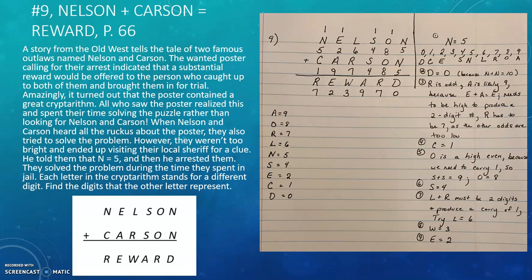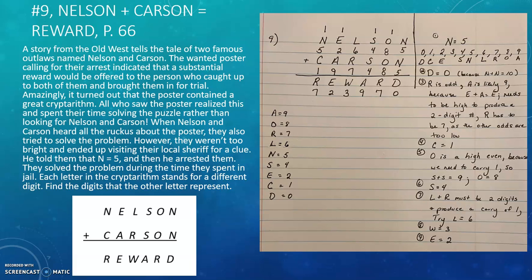Now, the next thing that I know is that D has to equal 0. Well, how do I know that? Because N plus N, which is 5 plus 5, is 10. So that's going to give me a 0, and I'm going to be carrying a 1. The next thing that I know is that R is odd. And I also know that A is likely 9.